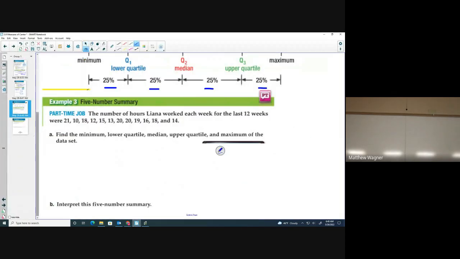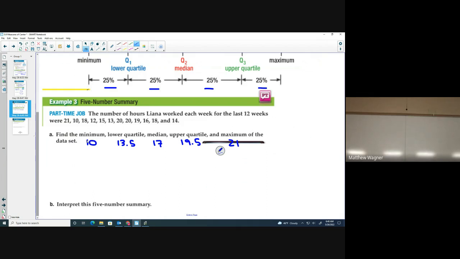So when we come back here, we know the minimum of our data is 10. We know the maximum of our data is 21. The median based on our calculator use is 17. Our lower quartile is 13.5. It's between 13 and 14. And then our upper quartile, since we have that even information, is going to be 19.5. It's between 19 and 20.